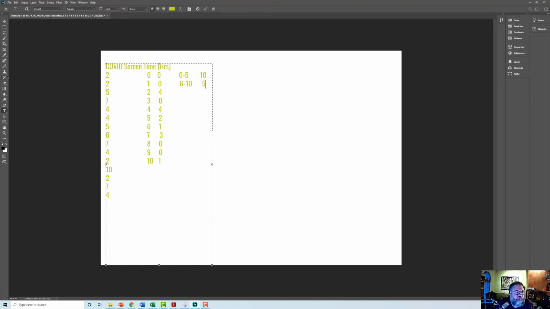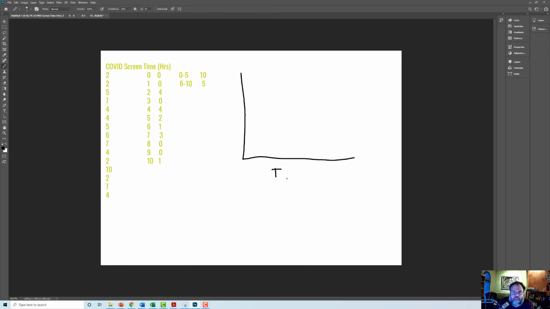That's a frequency table. Hopefully pretty straightforward. To do a histogram, we draw our axes. Our x-axis is going to contain the time. I'm drawing with a mouse, so I apologize that it's not super clean. And then our y-axis is going to be frequency. And time is going to be 0, 1, 2, 3, 4, 5, 6, 7, 8, 9, 10. And our frequency is going to go up to 1, 2, 3, 4, and 5. All right, so let's draw it out.